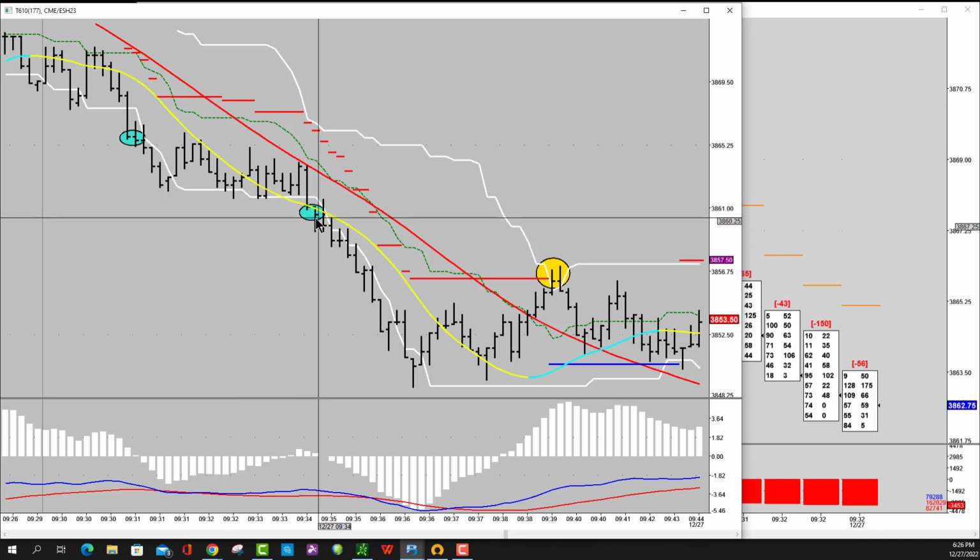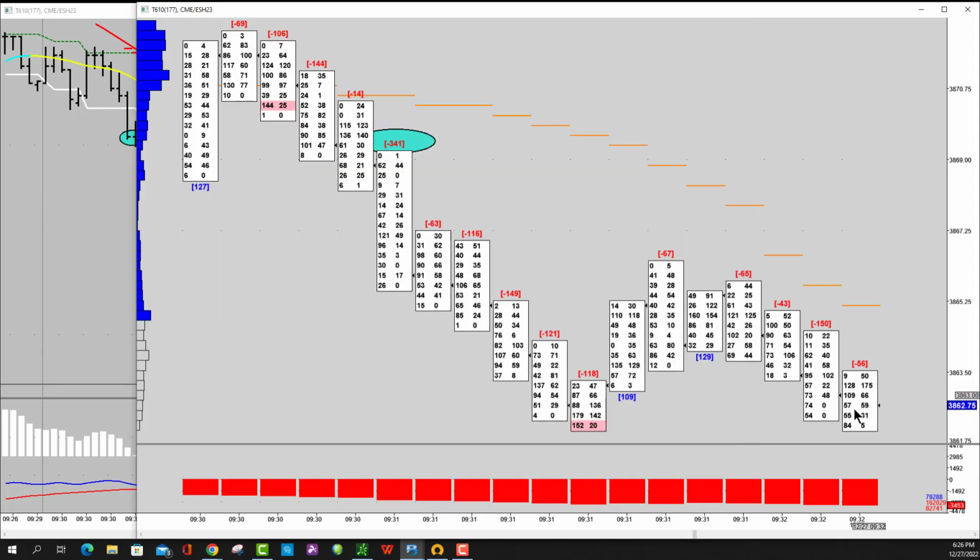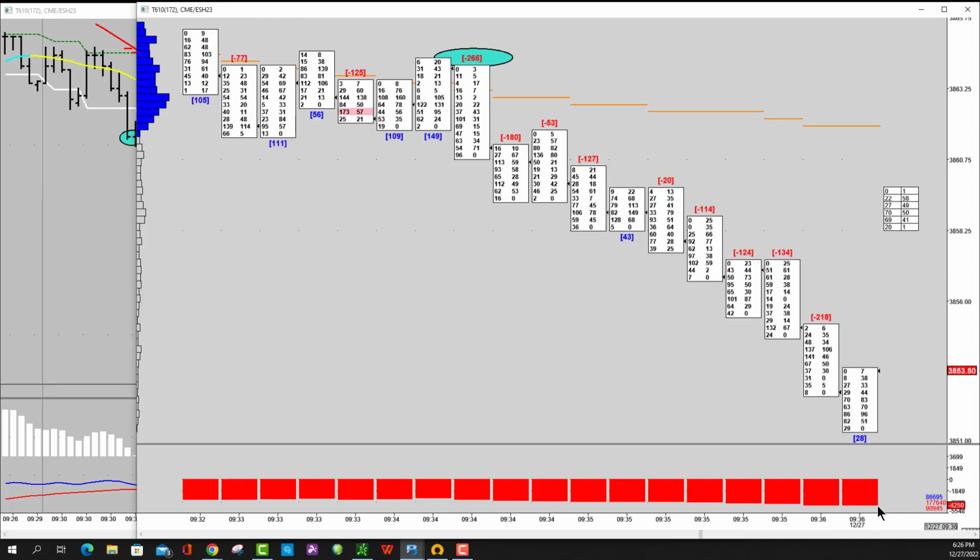Here's the next 2-bar breakout, 934. There we go, negative 266. That's the first bar. Here's the second bar. Here's the close. The entry is 60.75. The stop is up above 64. Straight down.